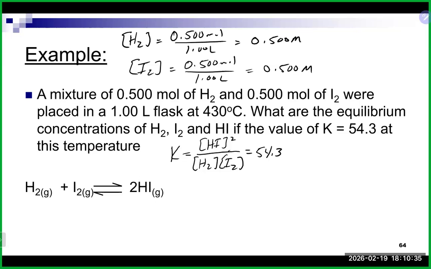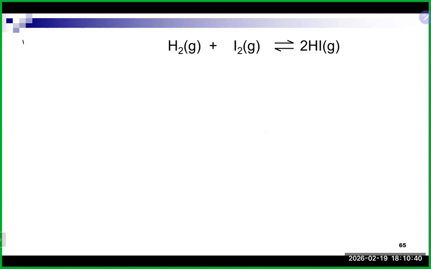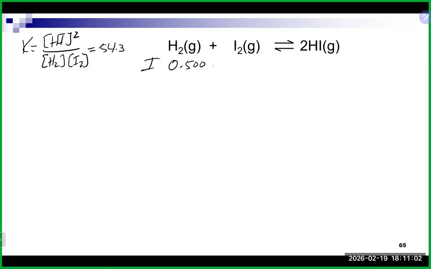All right, we're ready to do our ice table. I'm going to flip the page here. Maybe I got it. I do got it. Not bad. All right, so we'll rewrite our expression, which is HI squared over H2 I2, and that's going to equal 54.3 in this case. All right, so starting with our initial concentration here, 0.5 molar. We got 0.5 molar there. Once again, as was the earlier question, nothing mentioned about HI here. So again, safe to assume that we got 0 or nothing really happening there on the initial.